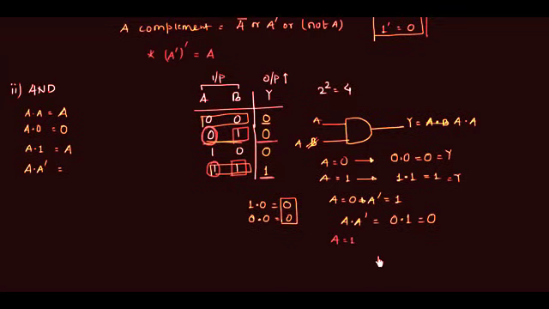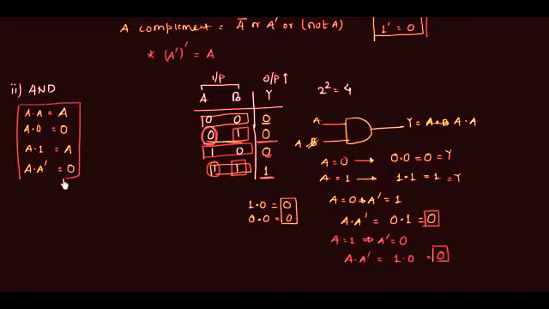And let's consider the other case when our A is equal to 1. When A is equal to 1, this implies that A complement is equal to 0. And if I take the AND operation of these two variables, I have 1 and 0. And from here you can see 1 and 0 is equal to 0. So in both the cases, we have 0 as output. So simply I can write the output as a 0. So in this way we have 4 rules in AND operation, and they are very important.